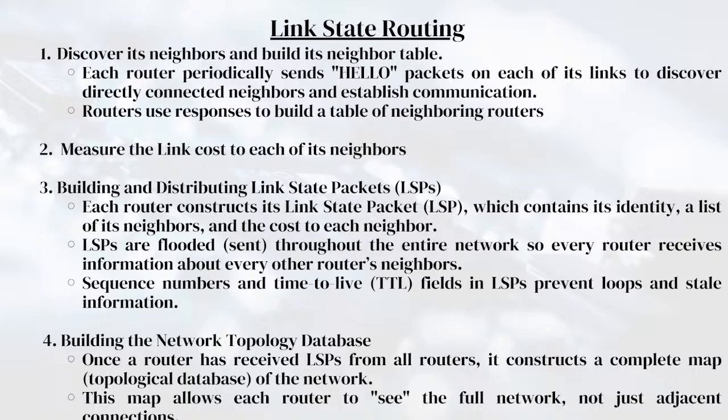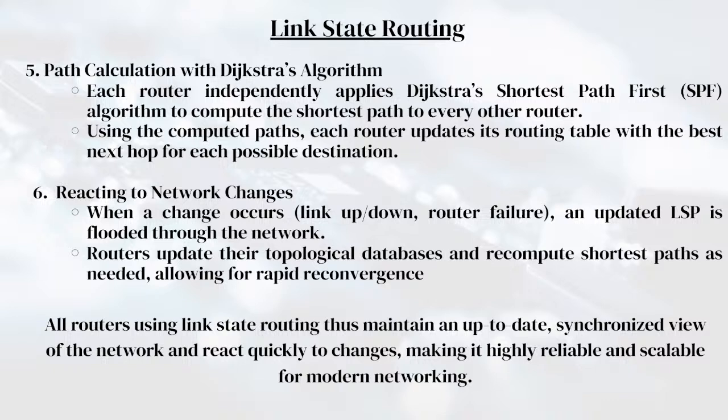Here, once a router has received the link state packets from all the routers, it constructs a complete map of the network. This map allows each router to see the full network and not just adjacent connections. Fifth one is calculation with Dijkstra's algorithm, and the last stage is reacting to network changes.